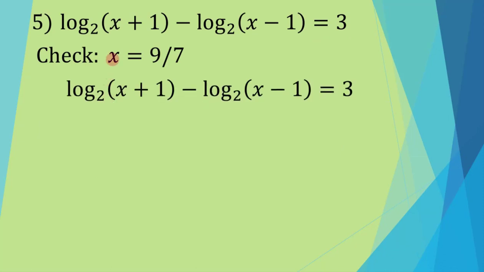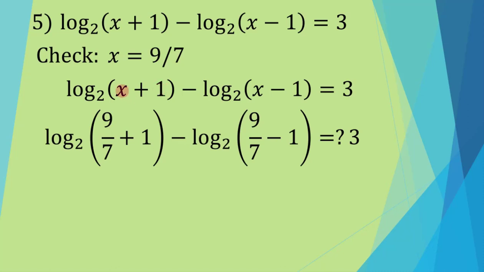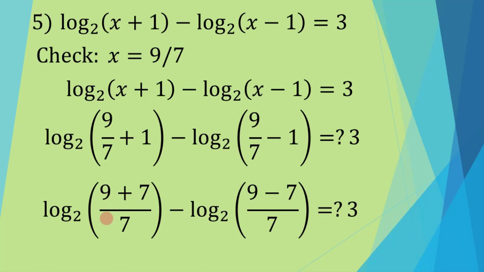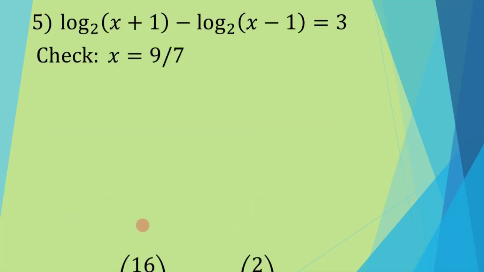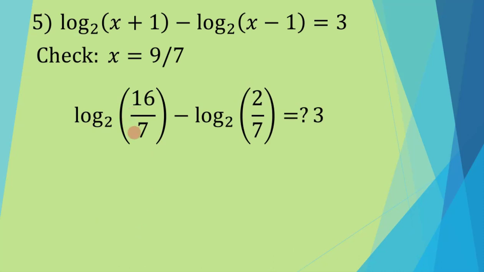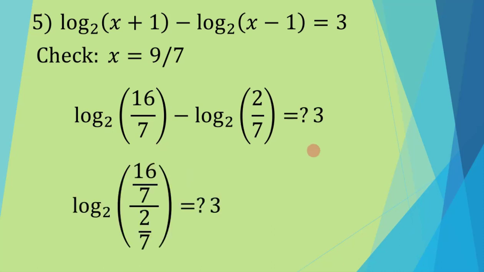To check whether this is really the solution, we have the log of the original expression, and we substitute x: 9 over 7 plus 1 here, minus the log of 9 over 7 minus 1 to the base 2. Is it really equal to 3? Now let's have this one. This is a simplified one: 16 over 7 here and 2 over 7. So we have to put them under one log, 16 over 7 all over 2 over 7. This one cancels out the 7.